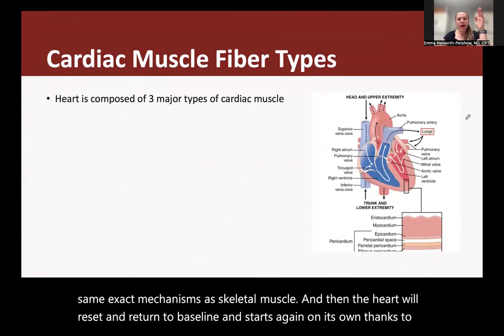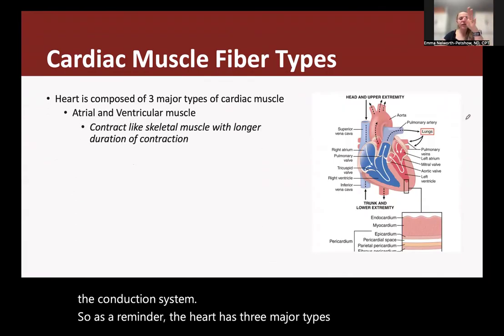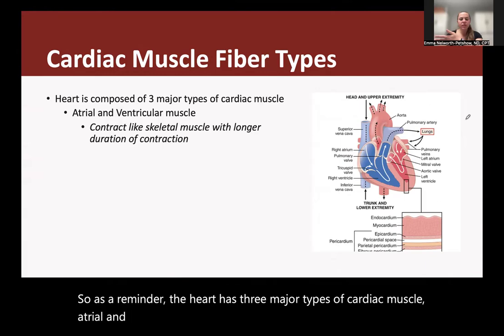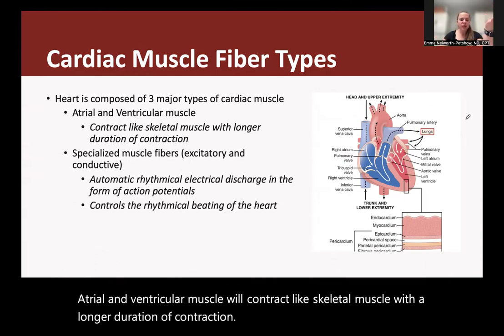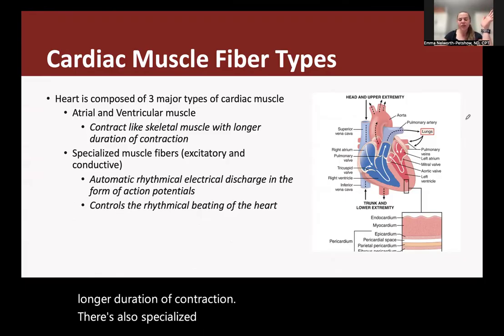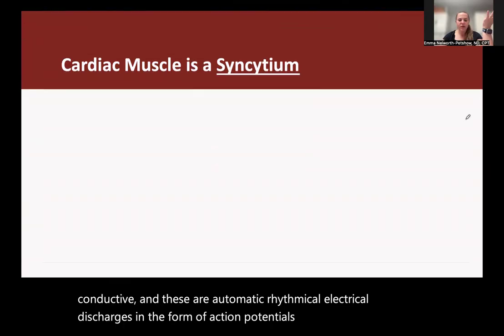system. So, as a reminder, the heart has three major types of cardiac muscle. Atrial and ventricular muscle will contract like skeletal muscle with a longer duration of contraction. There's also specialized muscle fibers, both excitatory and conductive, and these are automatic, rhythmical electrical discharges in the form of action potentials that control the rhythmic beating of the heart.